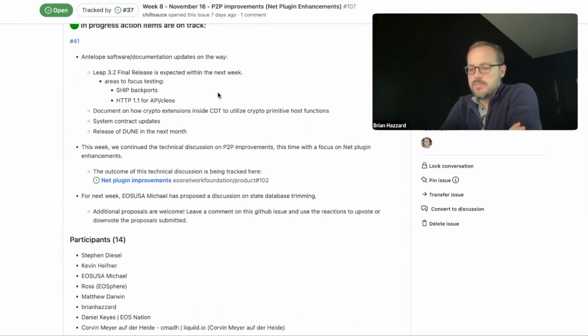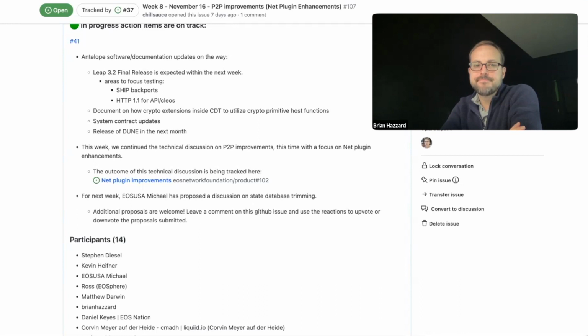So Leap v3.2.0 final is now released on the Antelope Leap GitHub. I saw that some block producers have already upgraded. This is not a consensus upgrade, so it is optional, and node operators can upgrade or not at their leisure. I'm always available on Telegram in the EOS block producers channels or in the Antelope upgrade channels. If there are any questions about the release, I keep an eye on those channels.